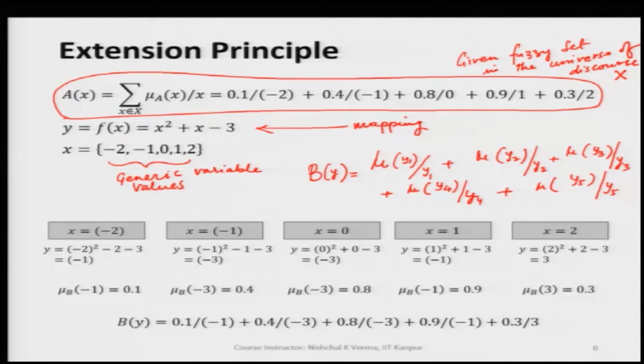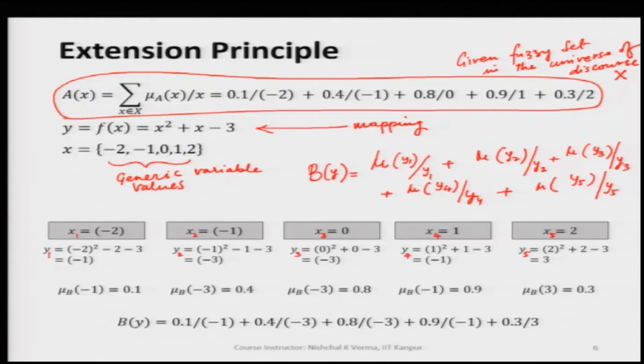Mapping function is given. So, let us first compute y1. Since the mapping function is known, we just substitute the value of x. For x1 equal to minus 2, we get y1 as minus 1. Similarly, for x2 equal to minus 1, we get y2 as minus 3. For x3 equal to 0, we get y3 equal to minus 3. For x4 equal to 4, we get y4 as minus 1. For x5 equal to 2, we get y5 as 3.